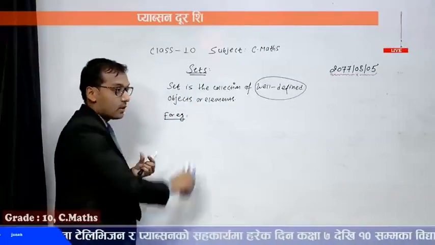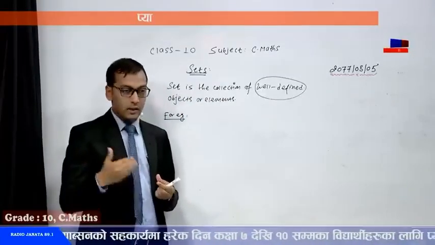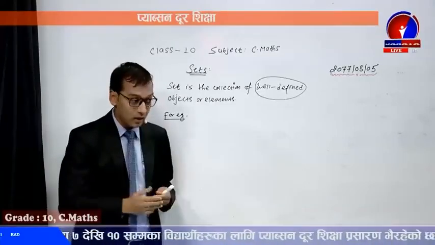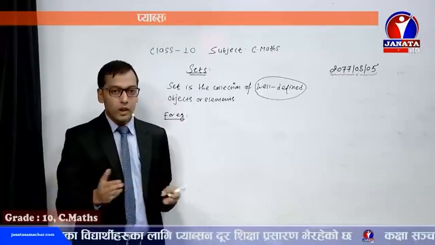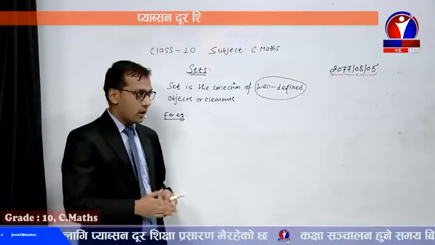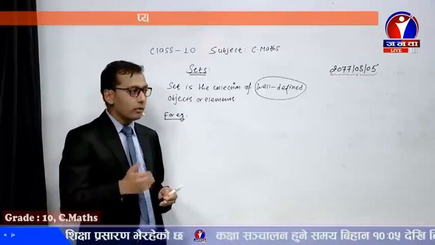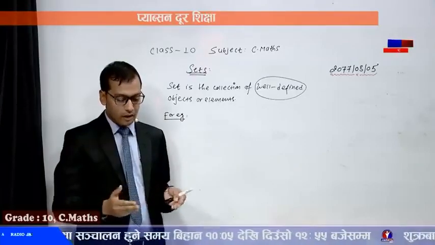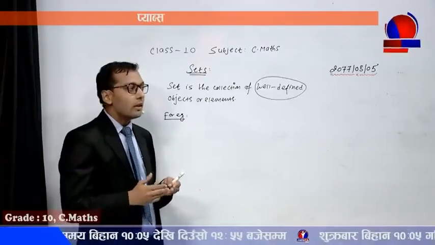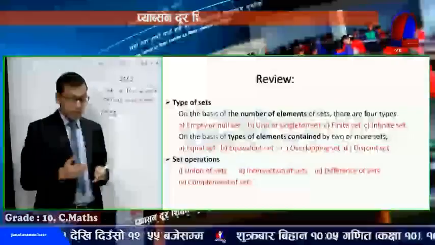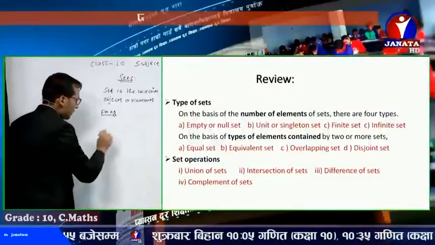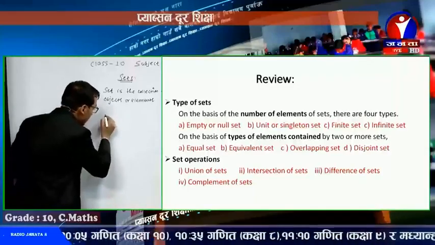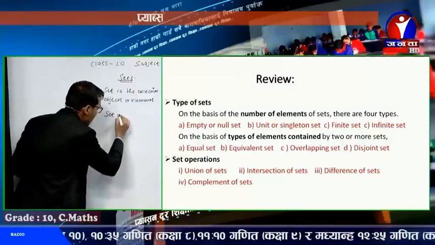Similarly, there are other types of set. I'm not going to talk about these, because this is a topic of lower classes, and all of us know about these different types of set. So now let me move into the next topic. What are set operations? We have 4 different set operations. The first is union of a set. So let me write here: set operations.